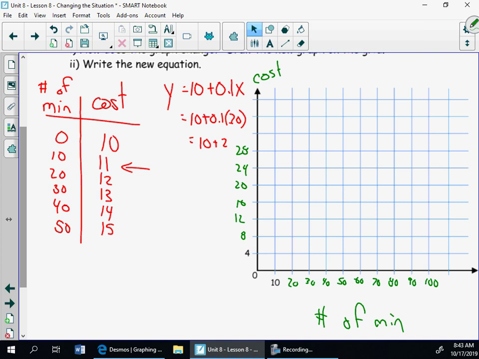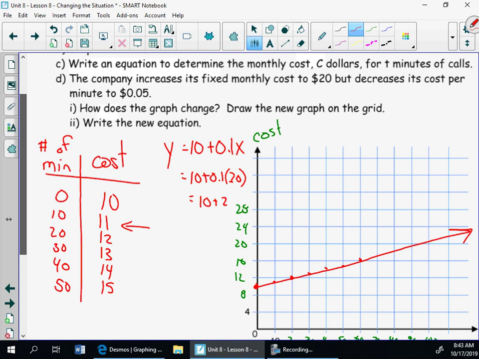Okay, we gotta graph this data. What do we know for sure? 0 minutes, 10 bucks, right in the middle. 10 is 11, which is right about there. 20 is 12, we know that one for sure. Then 30 and 13, 40 and 14, 50 and 15, 60 and 16, and so on, right? There's our graph.